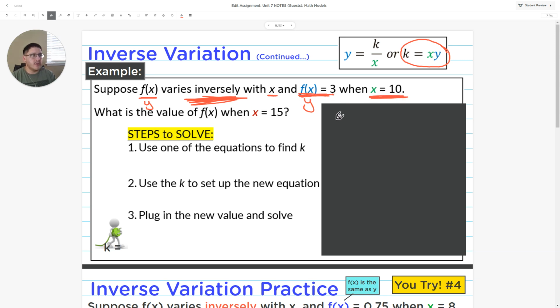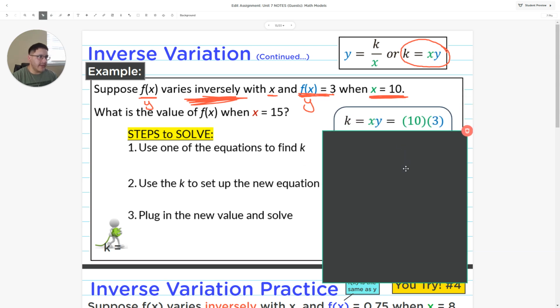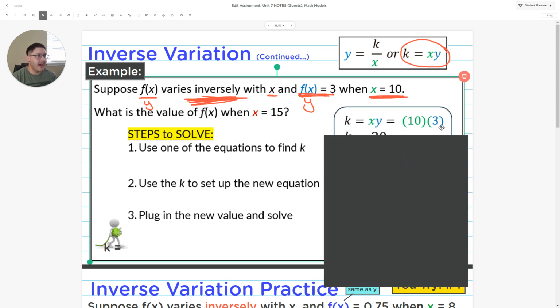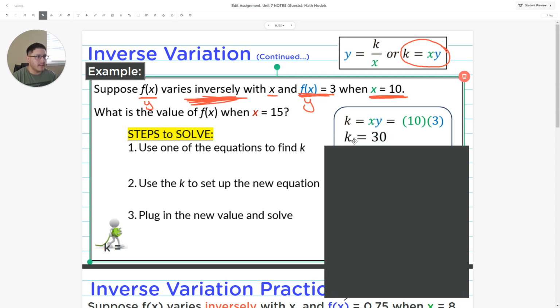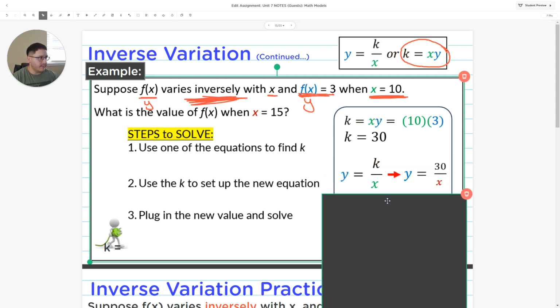So to find the k value, we're going to use the first two numbers that were given to us. F of x is equal to 3, so that means y is equal to 3, and then x is equal to 10. So then typing that in, 10 times 3 is 30. K is equal to 30. Then use k to create the equation. That's going to be y equals 30 divided by x. And there's our new equation.